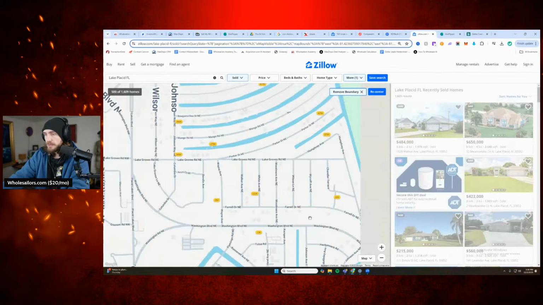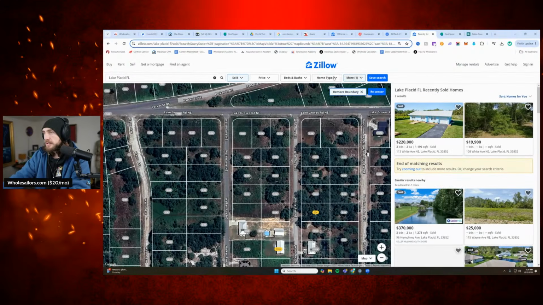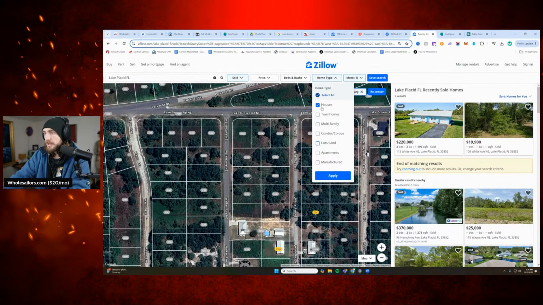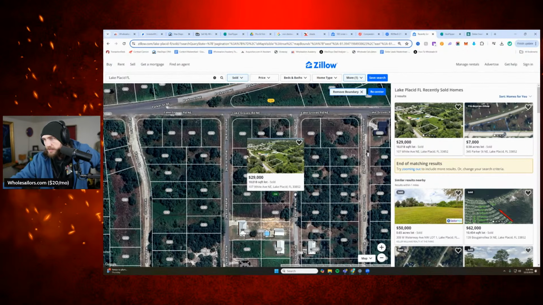Zoom in. So make sure you click the plus button to zoom. All right, now you're going to go to home type. You're going to go to lots land. Let's look at some lots, okay? So this lot somehow sold for 29K. That doesn't make a lot of sense to me, but that's actually super dope for us. All right, that's really dope for us.